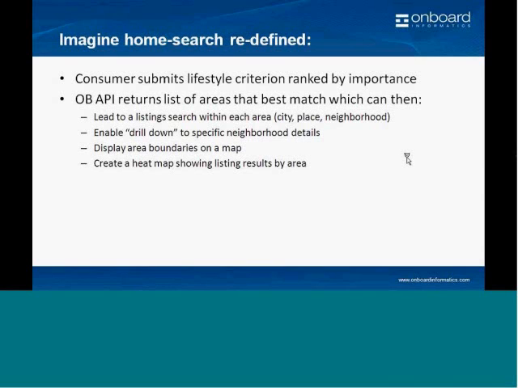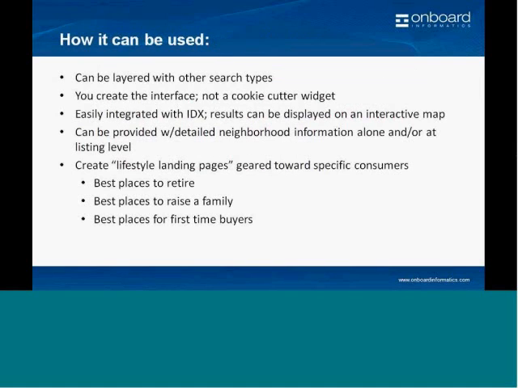We can go right into a listing search within that area and have all properties that are available in that area appear. We can enable them to drill down to more specific neighborhood details like school information, points of interest, brief overview of the community. We can pop into an area boundaries map and show them what that looks like in relation to other areas. Or we can show them a big heat map that shows them, okay, the location that you looked at, which matches your lifestyle criteria the best, looks like this when compared to other ones related to how many listings are available. So having that in an API enables us to hook it to a lot of other information and a lot of other variables, which give the customer a very rich experience.